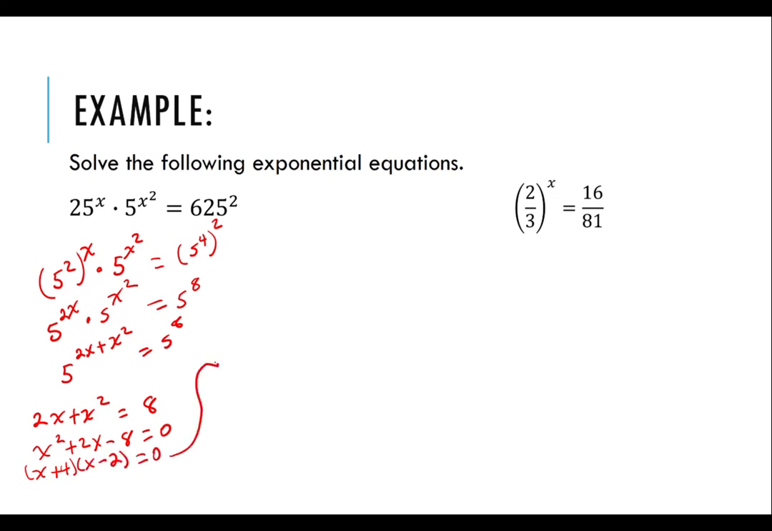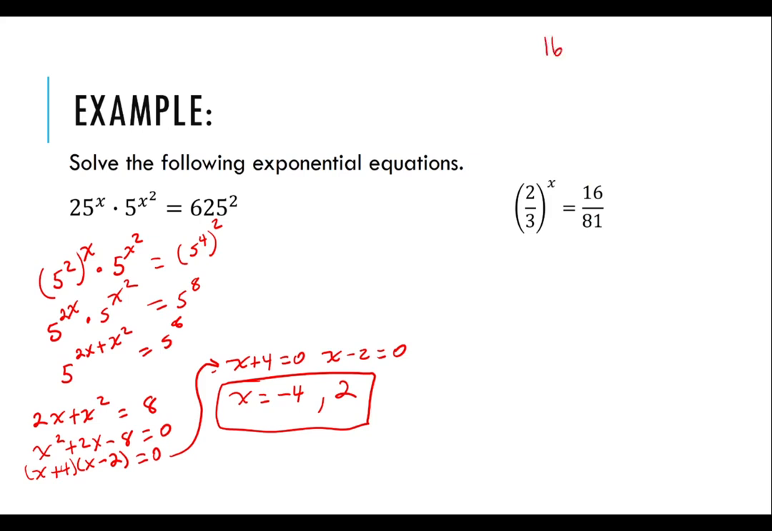Then via the zero product property, that's going to give me x plus 4 is equal to 0, x minus 2 is equal to 0. I get that x is equal to negative 4 and positive 2. Those are my solutions. Next, we see that we have 2/3 raised to the x power. And I see that I have another fraction over here, 16 and 81. But I really just want to see if there's any way I can write 16 and 81 as some prime base raised to a power.